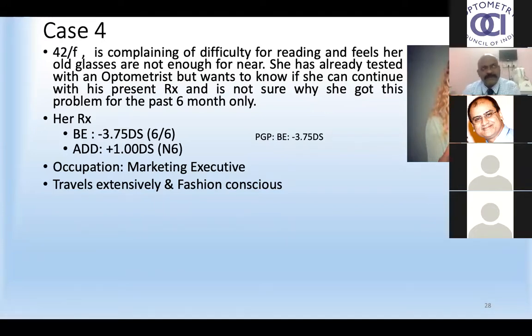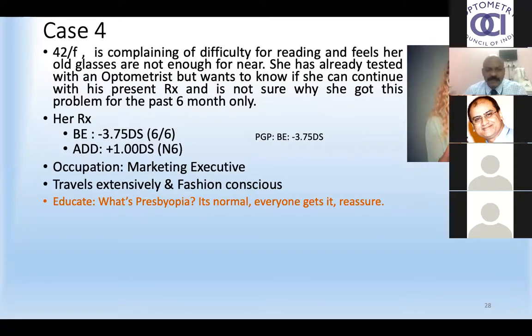But very good answers that progressive addition lenses, and from a marketing perspective, transitions and coatings, and why PAL is better, she need not remove her glasses and read. Very good answers. Is there any other answers coming? Okay, you can add on, Anita. I will just tell what all answers are mentioned here.